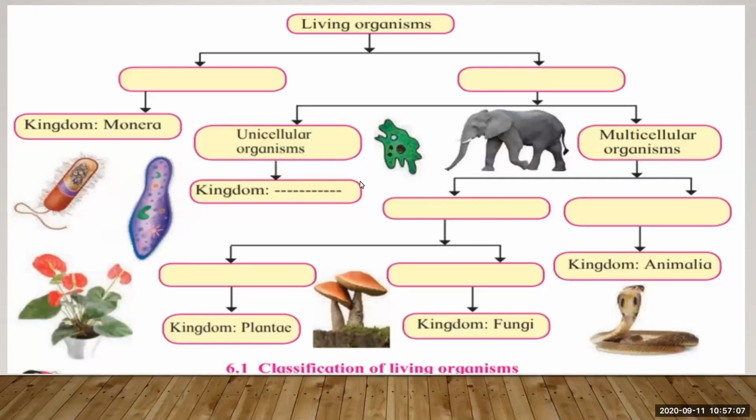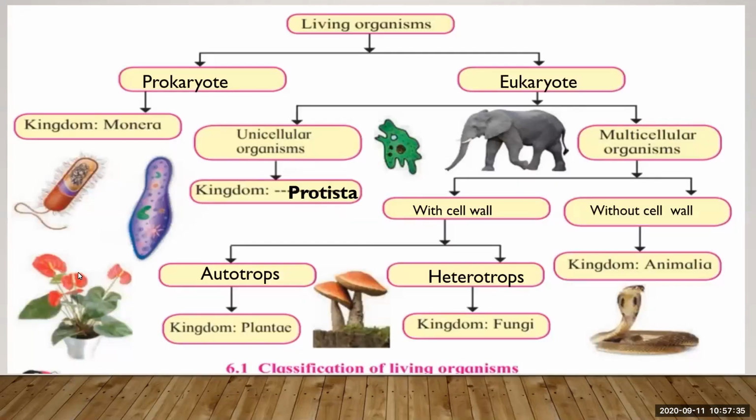So moving to this chart, we will fill up this chart. Living organisms are considered under prokaryote and eukaryote. Then again here, multicellular organism, unicellular organism, the kingdom is Protista. Then multicellular organism with cell wall, without cell wall, and under the without cell wall, autotrophs and heterotrophs. In this way, we have completed this chart. So we have completed this chart. It was a revision.